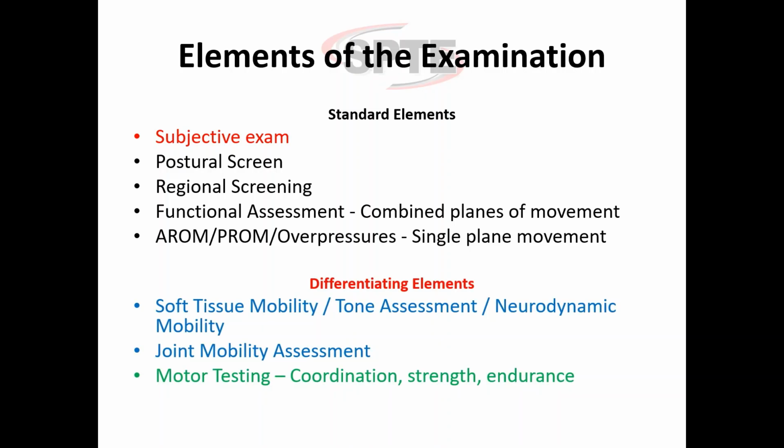When we look at differentiating elements, we'll often try to break things into two primary categories. One being the mobility side of things. Is there a soft tissue mobility, tone or neurodynamics issue that may be affecting her overall nociceptive pain and symptoms, or is it deeper at the joint level? And then if these are clear, if there's no true mobility restrictions, is there something going on with motor control, whether it be coordination, strength, and endurance?